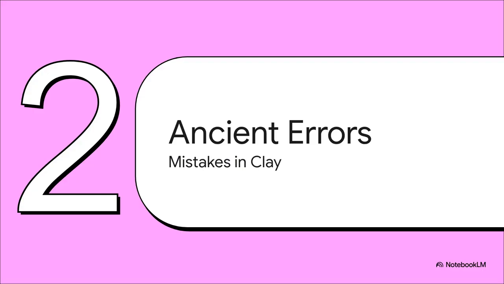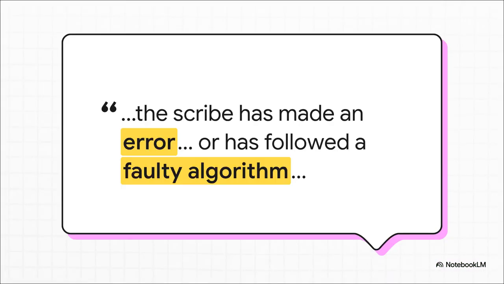Section 2. Ancient errors in clay. Now, as sophisticated as that system was, this infrastructure had some pretty major failure points. Researchers from the CDVAK project actually refer to these as shadow algorithms. Basically, hidden failures lurking in the data.